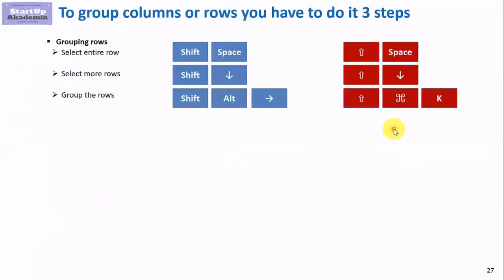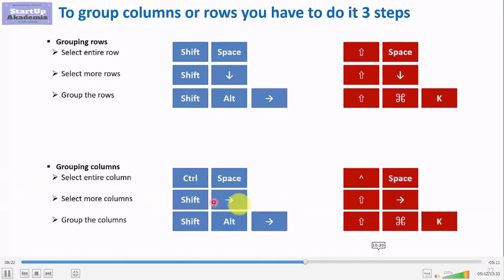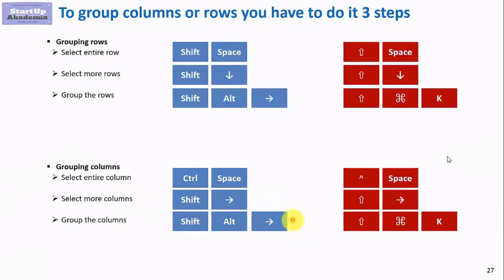So let's make a short recap on grouping and ungrouping. If you want to group the rows, you should do it in 3 steps. First select the entire row with Shift Space, then use Shift and the arrow down or up to select more rows, and then Shift Alt and the right arrow in order to group the rows. And for the columns, it's almost the same. Obviously we use a different shortcut for selecting, Control Space, but the rest is the same. So selecting more columns is Shift and the arrow to the right, and Shift Alt and the arrow to the right to group the columns.